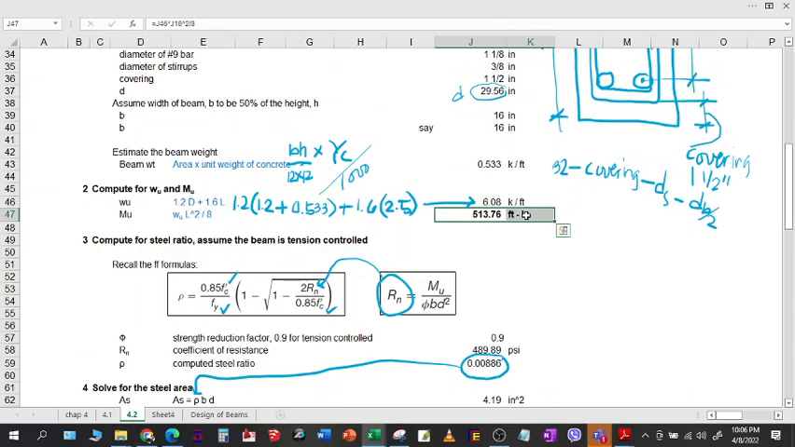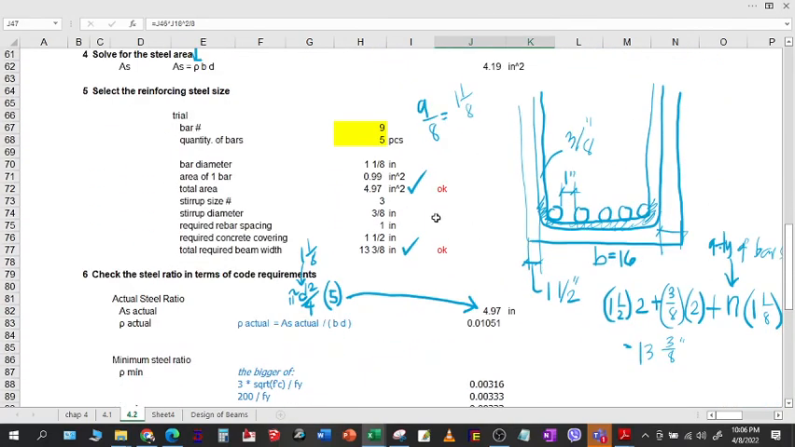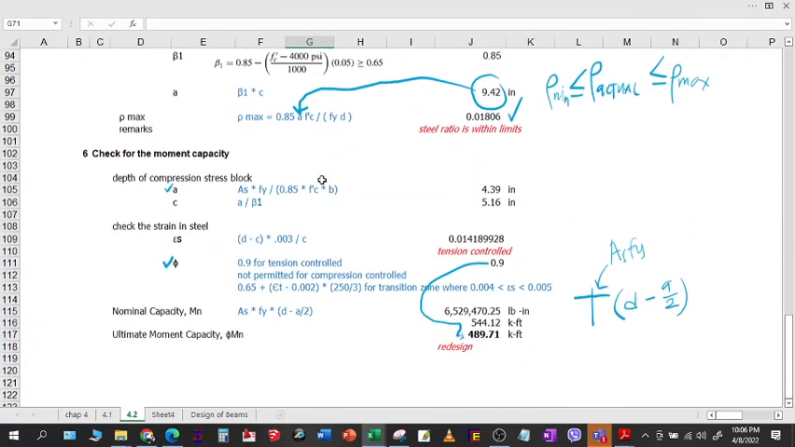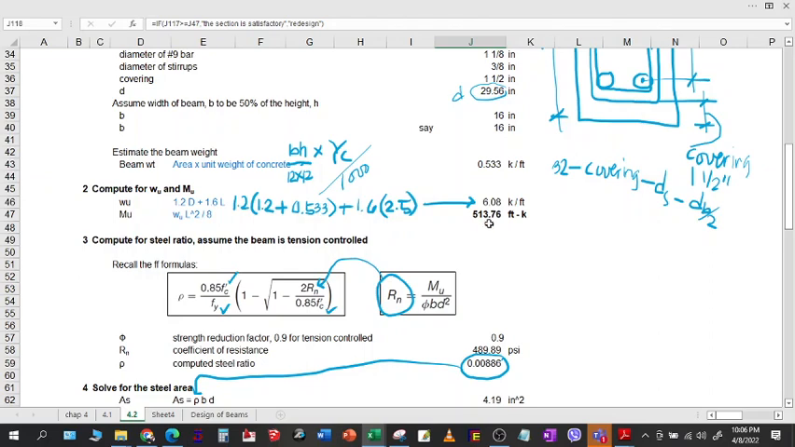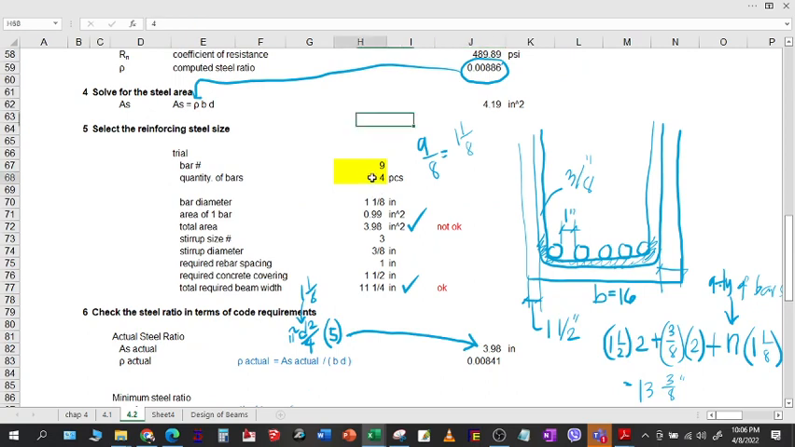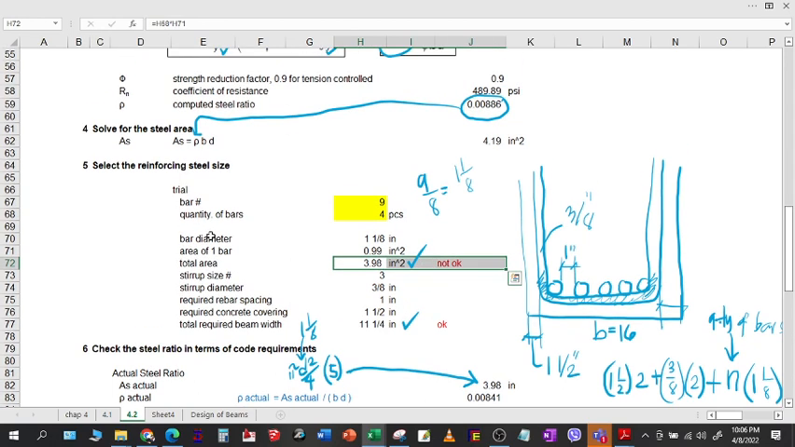Now, for the sake of further discussion, let's say you have only computed 4 bars. It will say here redesign, because 489.71 is obviously lower than the required 513.76. Although it passed the width because the required width is only 11 and 1/4, it did not pass the required total area of rebar.